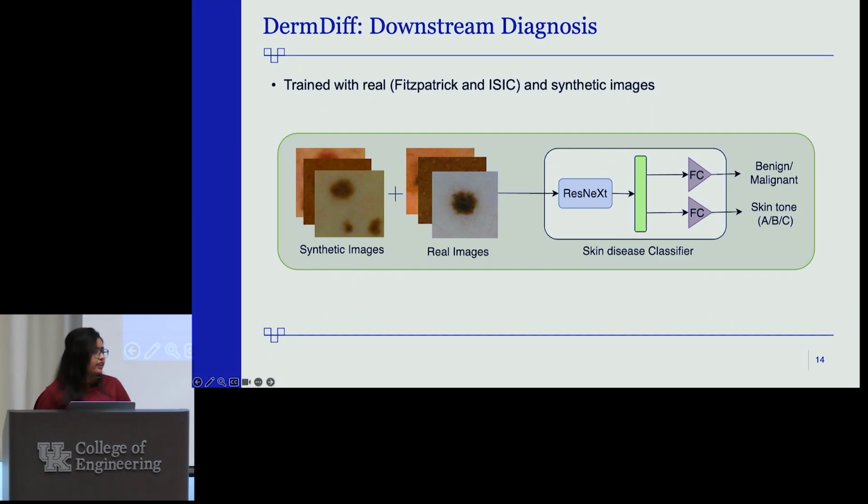So finally, after generating synthetic images, we build a classification model for downstream classification. It has a simple ResNeXt-based architecture followed by a fully connected layer and classification head. It will predict disease status, benign or malignant, and skin tone type A, B, or C. So we train this model with the real ISIC dataset, then with the real Fitzpatrick dataset, and then finally we train with real and synthetic images generated by DermDiff.